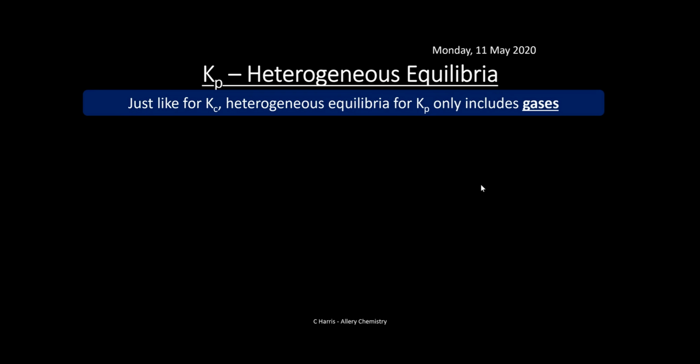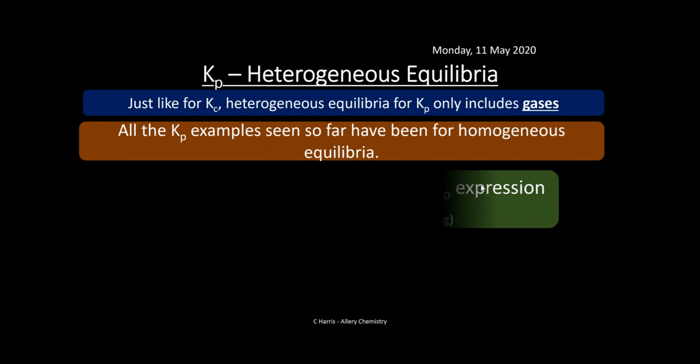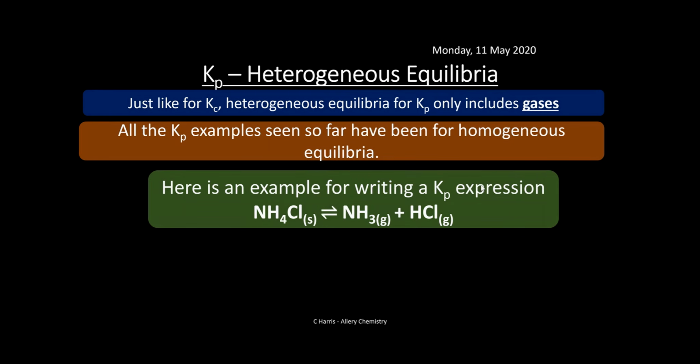So this is to do with heterogeneous ones. Just like with Kc, heterogeneous equilibria for Kp only include gases. All the Kp examples that we've seen so far have been for homogeneous equilibria. And so here's an example for writing a Kp expression.